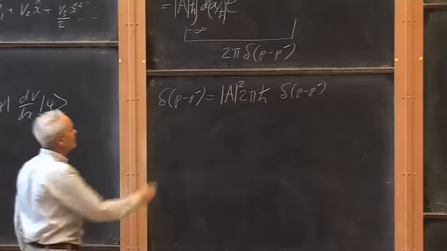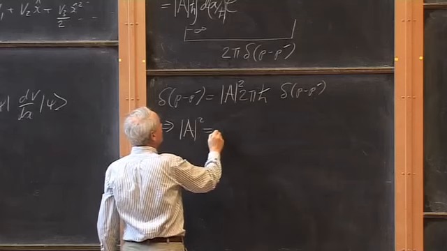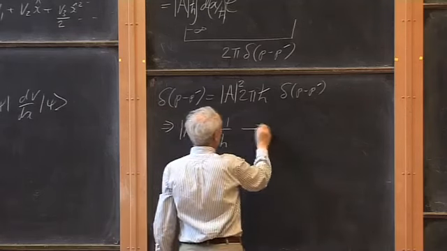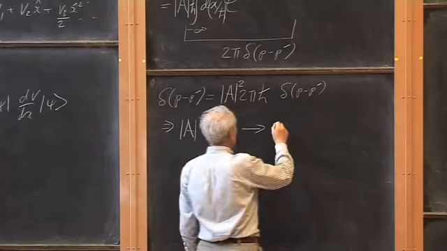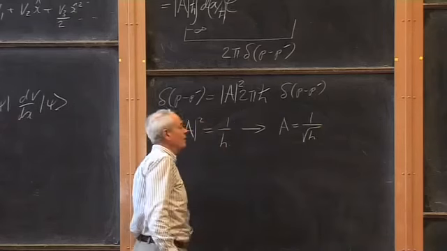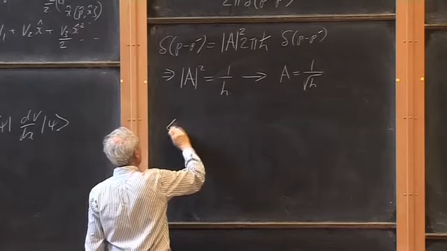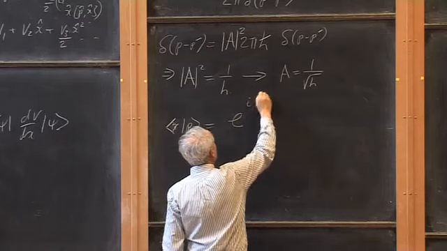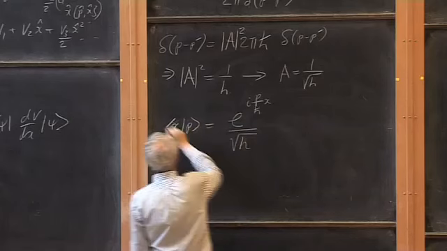And that clearly tells us that |a|^2 is equal to 1 over 2πħ, which is just h, so 1 over h. And the phase of a is unimportant, so we're entitled to take it to be real. So what we do is we choose a to be 1 over the square root of h, not ħ, but h. So that means that the correctly normalized wave function <x|p> is e^{ipx/ħ} over the square root of h. So this is an important result.